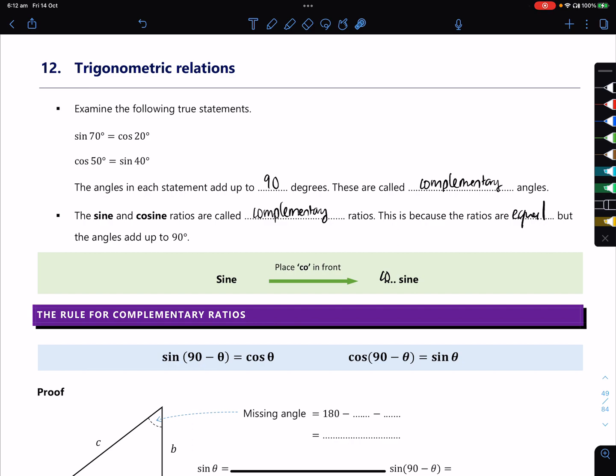And this is when you use it, which is when you're given sine of 90 minus theta. This 90 minus theta can change to theta, and you put a co in front of it, and it'll become cosine of theta. Similarly, the other way can also happen. If you're given cosine of 90 minus theta, you can change 90 minus theta to theta, and just remove the co bit, and that will just turn the cosine back into sine. There's a proof of how this works.